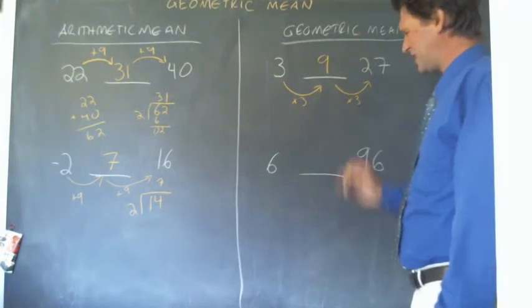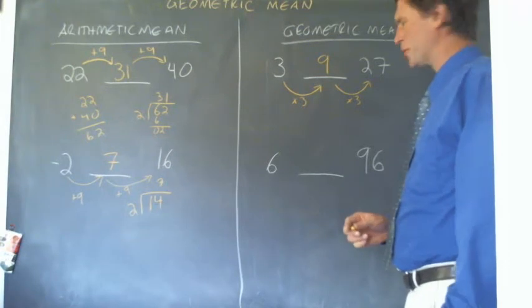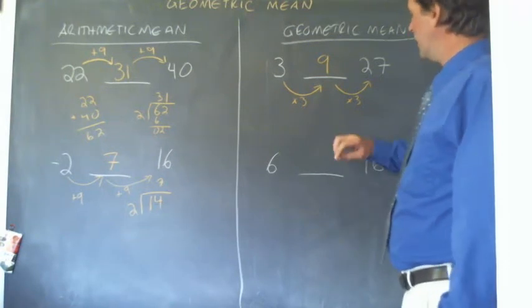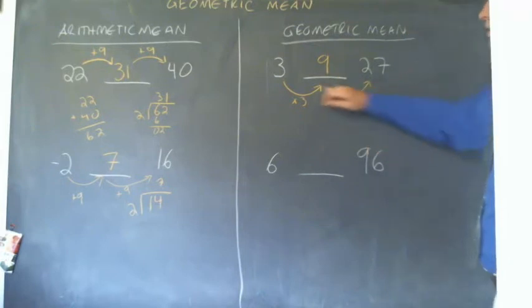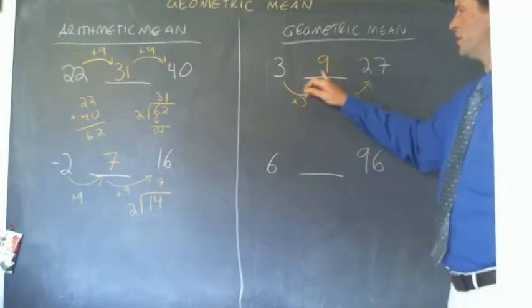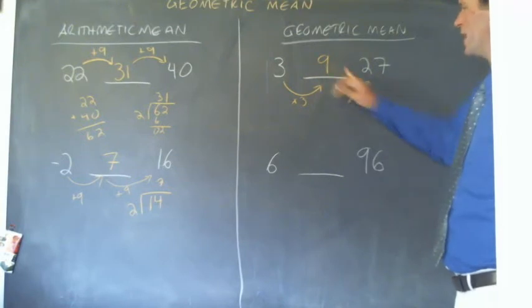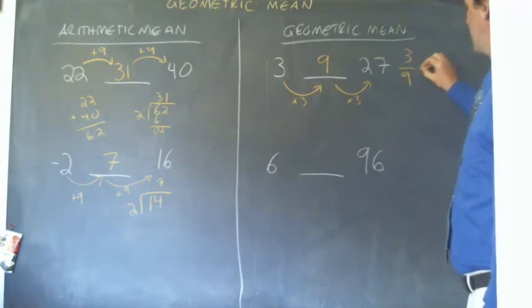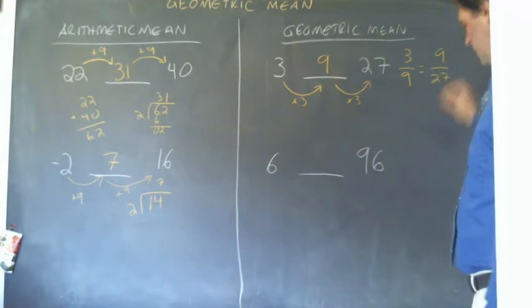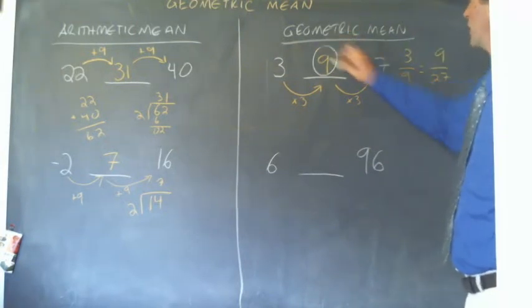So what's in the middle of 6 and 96? How would we do that? Well, we're going to set up a proportion. And I'll do it on this one to show you how to do it first. These two, because you're multiplying by 3 and multiplying by 3, are in the same ratio. But the 9 we're going to use twice. 3 is to 9 as 9 is to 27. And if you notice, this 9 comes in twice.